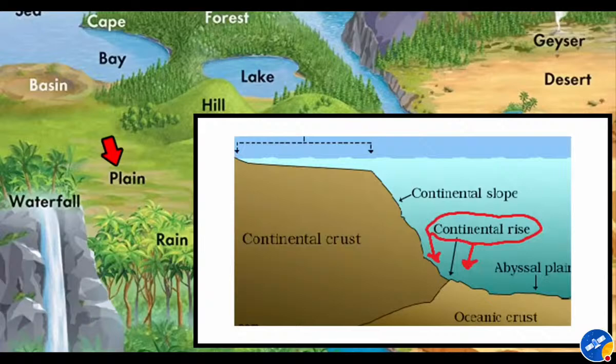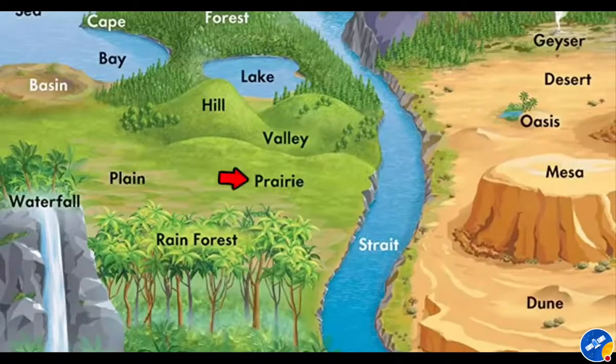And that is why these plains have not been thoroughly studied. But scientists say that these underwater plains are among the flattest, smoothest places on Earth. The next one is prairie.